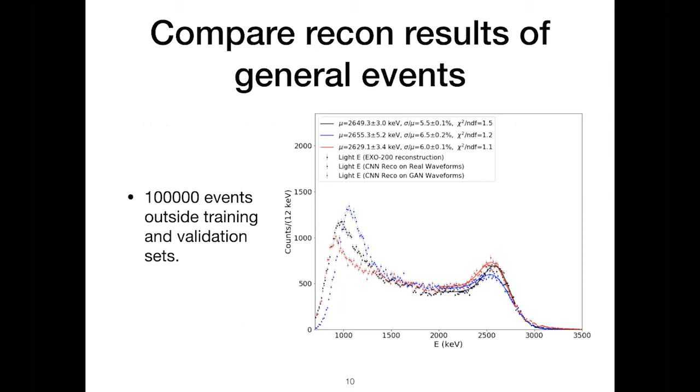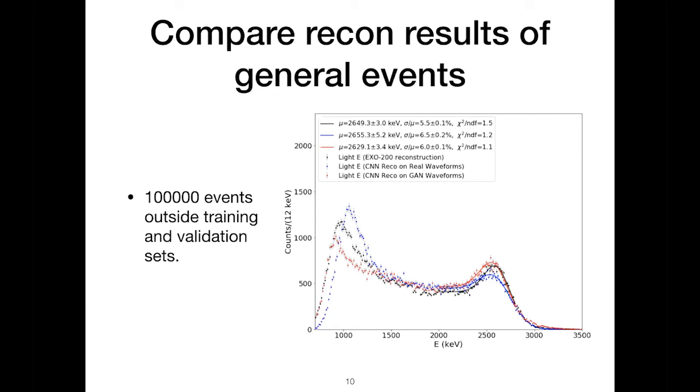As we can see, although the GAN's reconstructed result is not as good as the typical ones, the difference between the reconstruction result using the real waveforms and the conventional ones is greater than the difference between the reconstruction results from both the GAN waveform and the real waveforms.